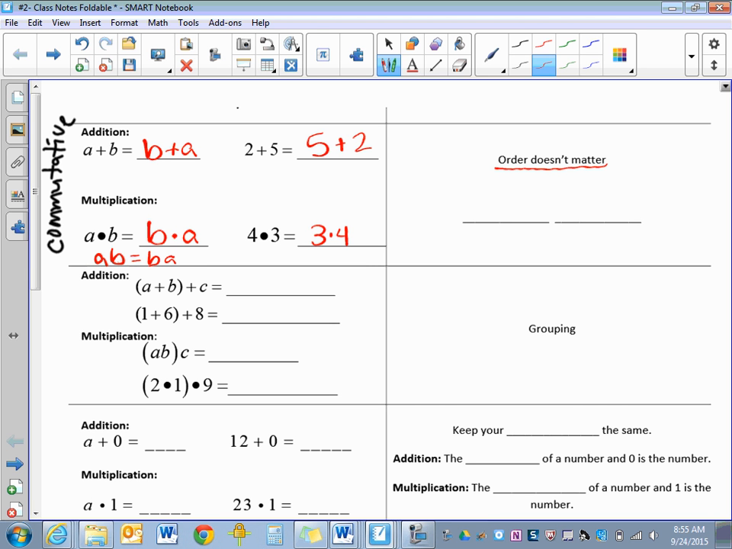This is true also when we have variables. So 2 times x is the same thing as x times 2. And remember in mathematics, the proper way to write a variable and number is to put the number first. We've talked about when we multiply x times 2, that's just 2x. All right, so notice order doesn't matter. So all we do for the commutative property is change the order.